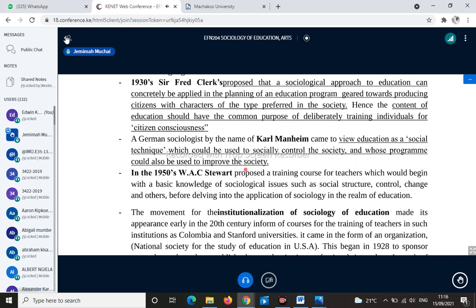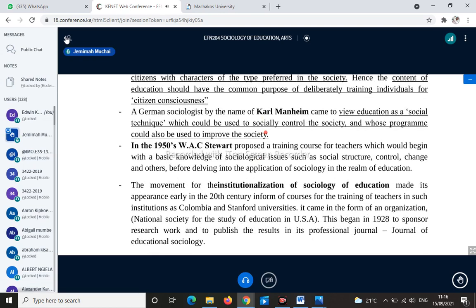And whose program could also be used to improve the society. Still, whatever content in the education should enable people, if they find that there is something that is not being done in the society, to identify the need and come up with a way of meeting that need in order to improve the society.